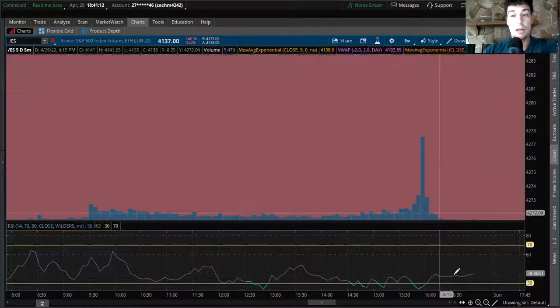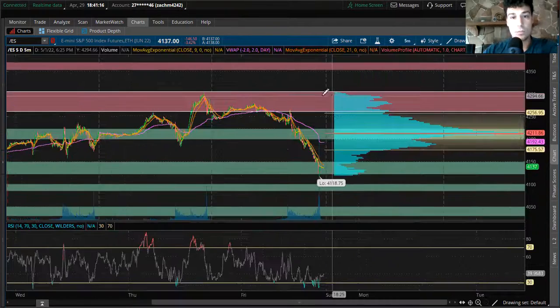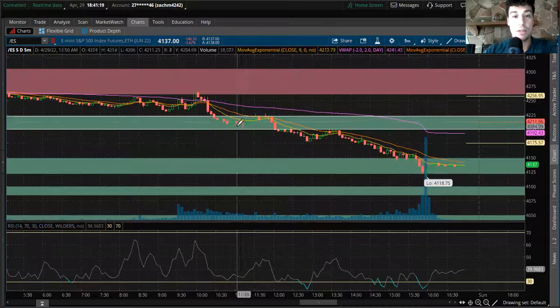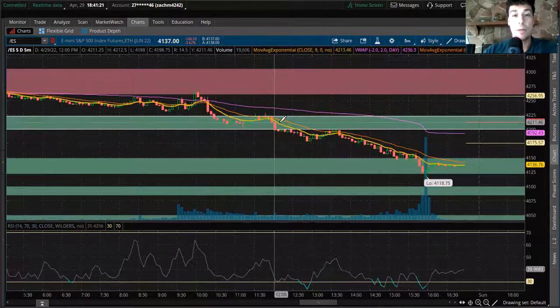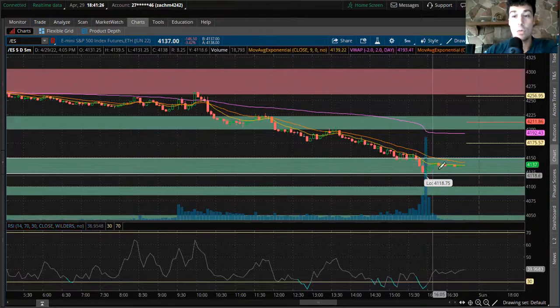And if you see, let me zoom back out, sorry. If you see, we tested those levels, we came in here, but there was not enough demand, and we fell back down to the next demand zone where we bounced.